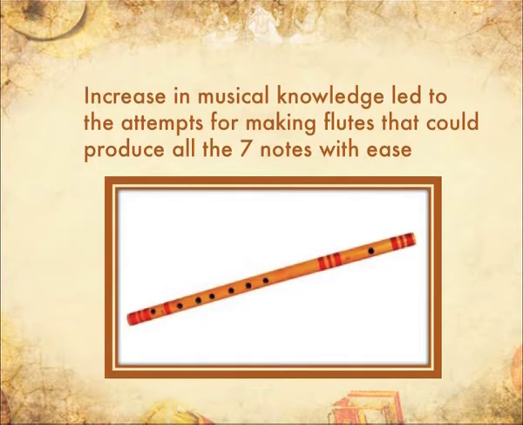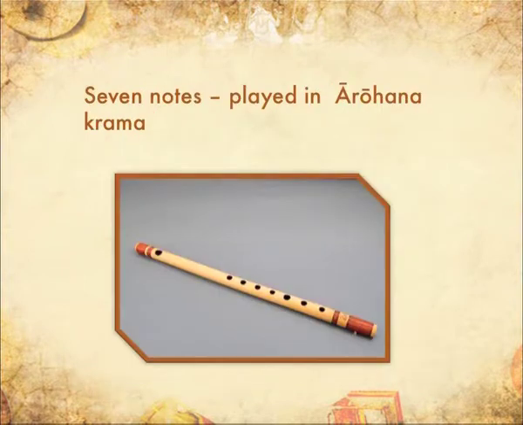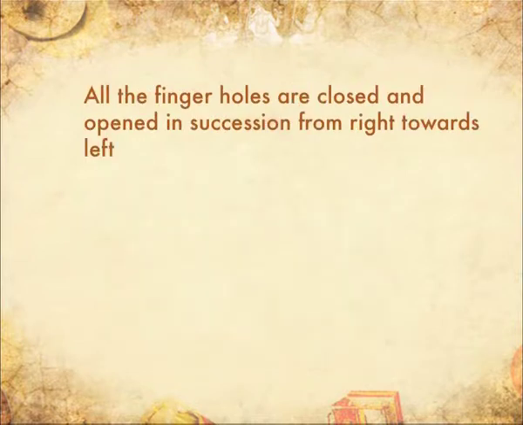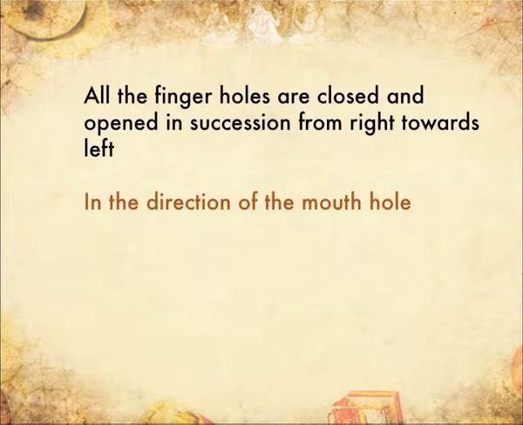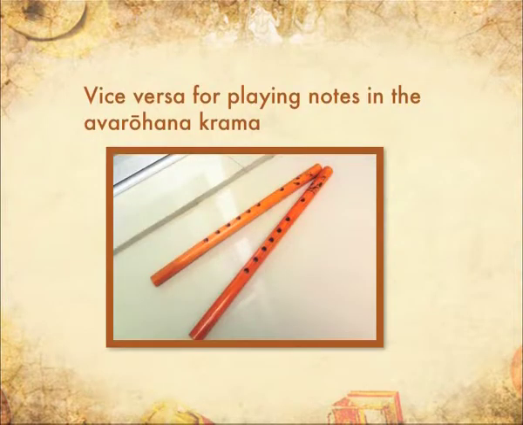Stage 2. With the increase in musical knowledge, attempts were made to make flutes that could produce all the 7 notes with facility and ease. The 7 notes were played in their Arohana Krama by closing all the finger holes and opening them in succession from the right towards the left, in the direction of the mouth hole, and vice versa for playing the notes in the Avarohana Krama.